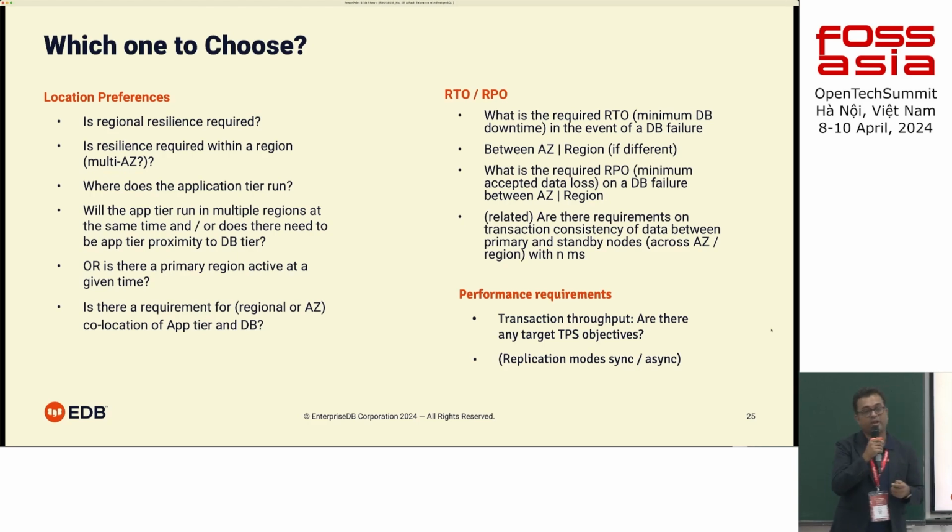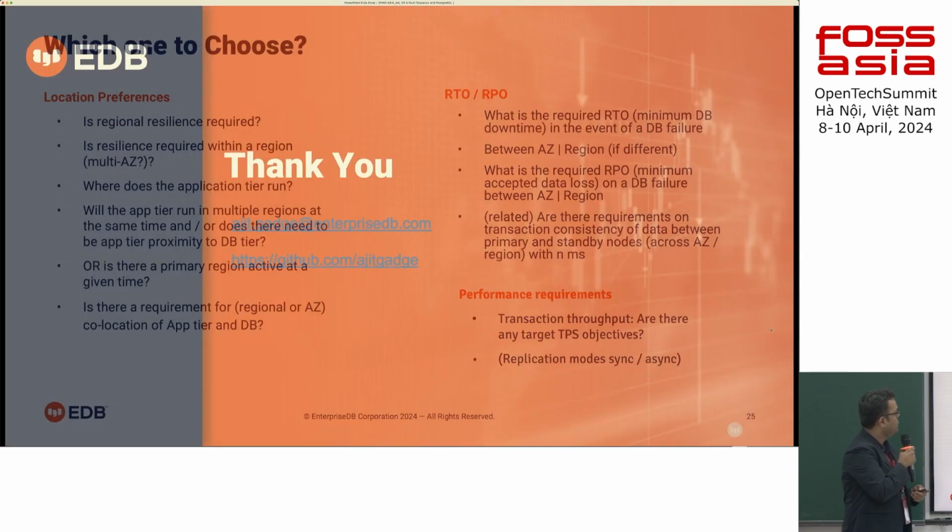And then the performance. Performance is really, really important, because the moment you go synchronous and want RPO zero, you expect an impact on performance. So based on different requirements, you can configure different solutions using different Postgres features.